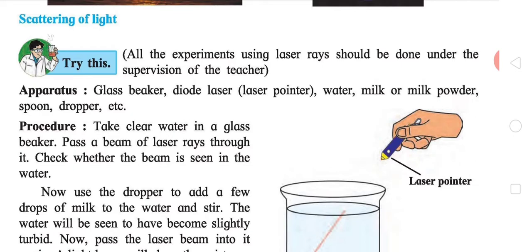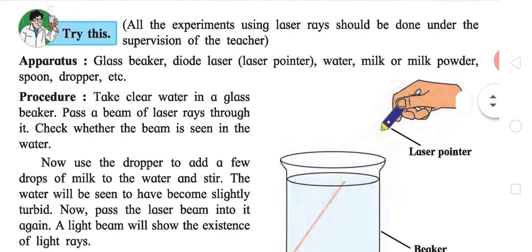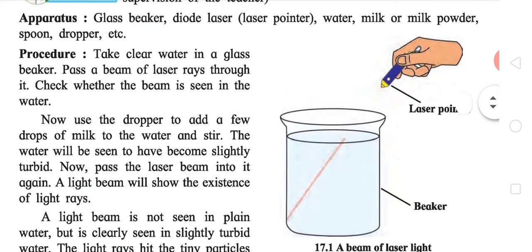Heading: scattering of light. Subheading: try this. (All the experiments using laser rays should be done under the supervision of the teacher.) Subheading: apparatus. Glass beaker, diode laser (laser pointer), water, milk or milk powder, spoon, dropper, etc.